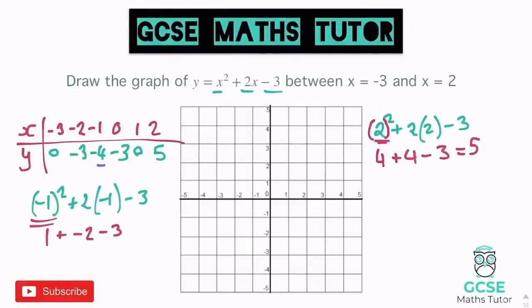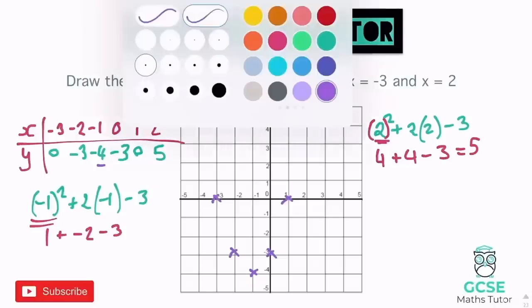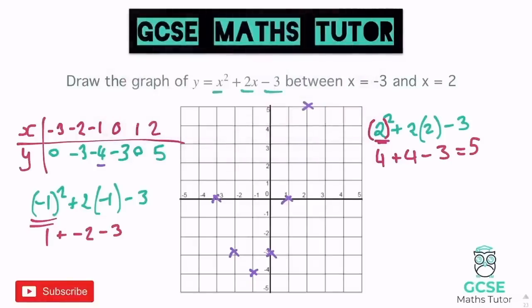So negative 3 to 0 is there. Negative 2 to negative 3 is there. Negative 1 to negative 4 is here. 0 to negative 3. 1 to 0, and 2 to 5, which is all the way up there. There we go. So this forms a quadratic curve, a parabola, and we just need to draw that with a nice smooth curve as best you can, going through all the points. And there's our graph drawn.